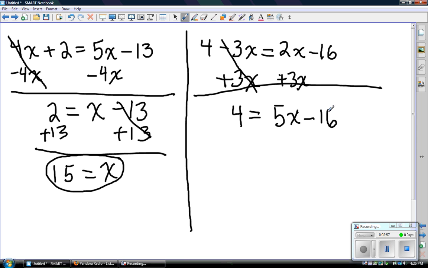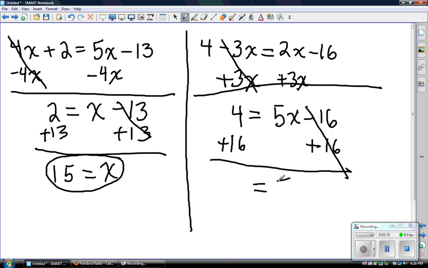Now what we're left with is a two-step algebraic problem to solve. Remember, we always deal with the addition-subtraction part first before the multiplication or division. So I'm going to add 16 to the right-hand side and also add it to the left-hand side. Remember, opposite operations and balance are the things you always need to be thinking of every time you solve an algebraic problem. The minus 16 plus 16 cancel out, and we're left with 5x on the right-hand side, and on the left-hand side we're left with 4 plus 16, which is 20.